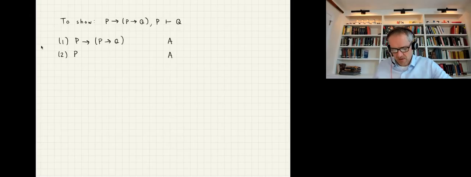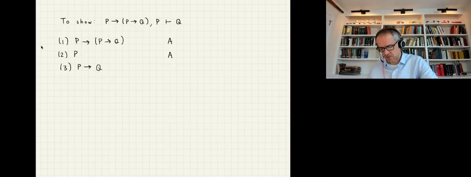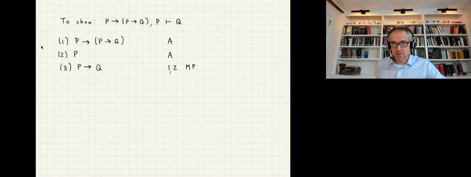I want Q. Here, the only trick is I'm going to have to apply modus ponens twice because the first time I apply modus ponens to 1 and 2, that gives me P arrow Q. So 1, 2, modus ponens. Now I have P arrow Q on 3, I have P on 2, so now I can do modus ponens again and get Q out.